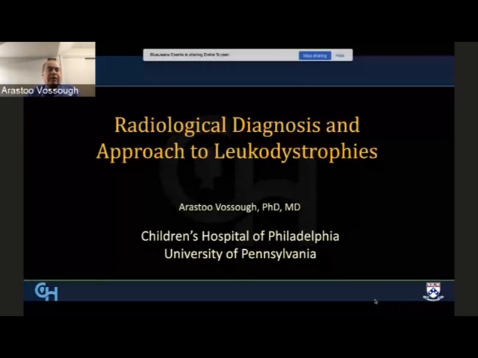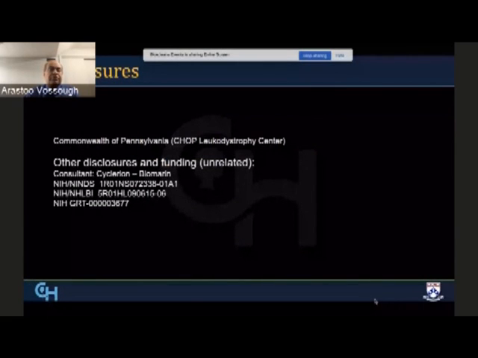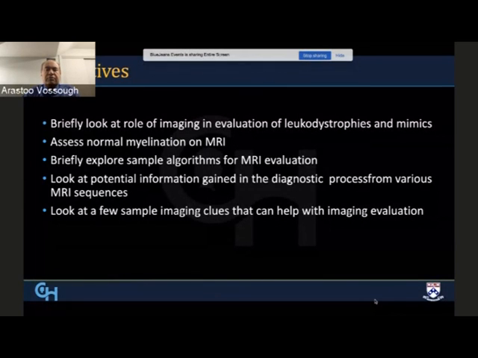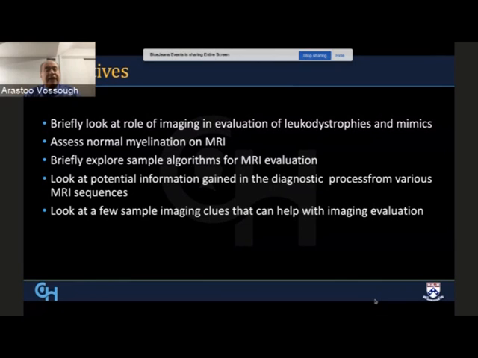I will be talking about some basic tenets of the radiological approach to leukodystrophies. These are my disclosures. The objective of this talk is to briefly look at the role of imaging in evaluation of leukodystrophies, but not only leukodystrophies, but their mimics as well, because when a patient presents and has an imaging study, you may not know whether the patient has a leukodystrophy, and there's certainly quite a number of mimics that do not fall into that classic description and definition of leukodystrophies that Dr.